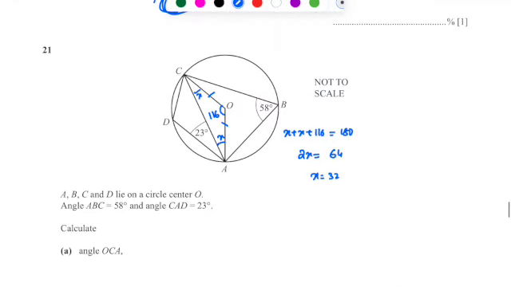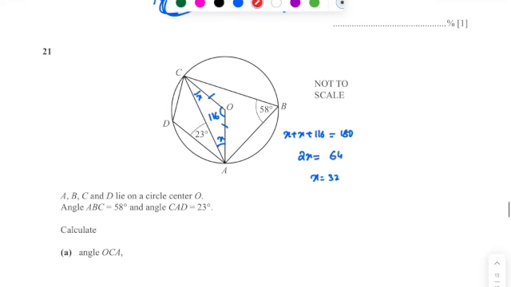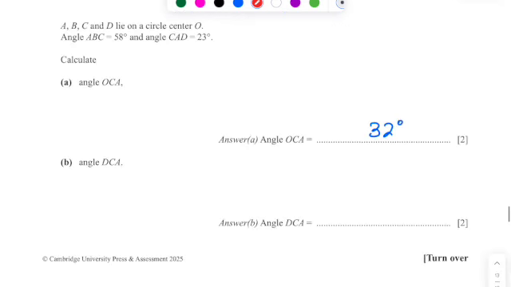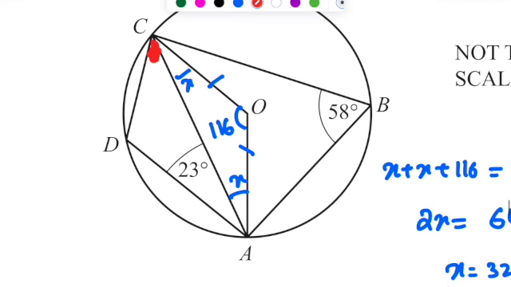DCA. Where is DCA? This is going to be the angle. DCA is being asked for us to find out. Now, what should I be doing? Finding the angle DCA. So let's erase everything and write down whatever has been given.